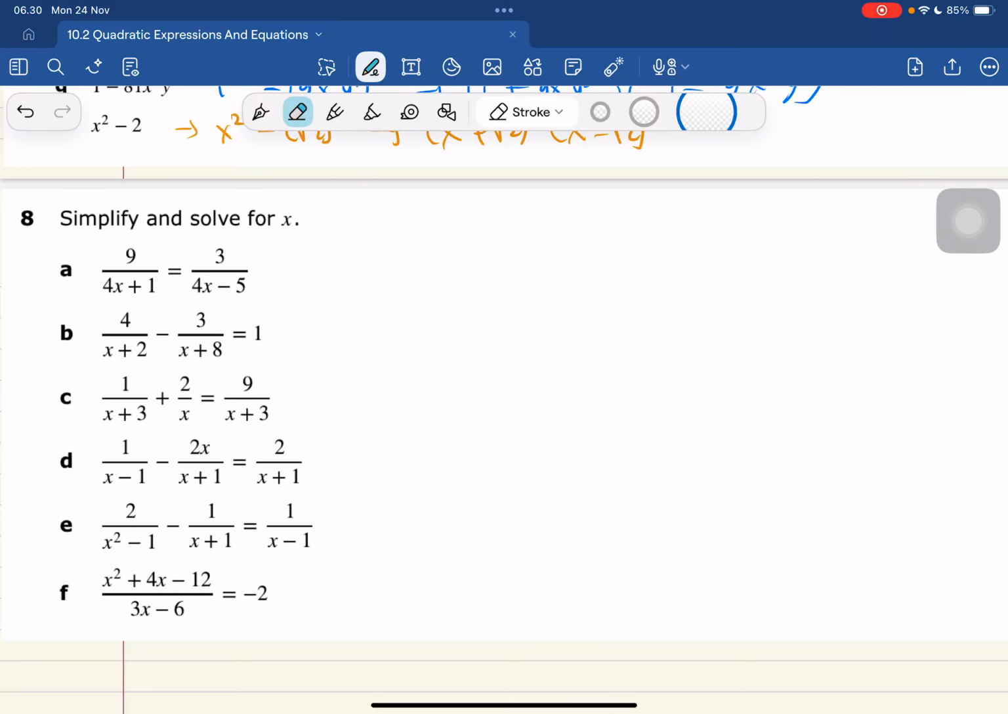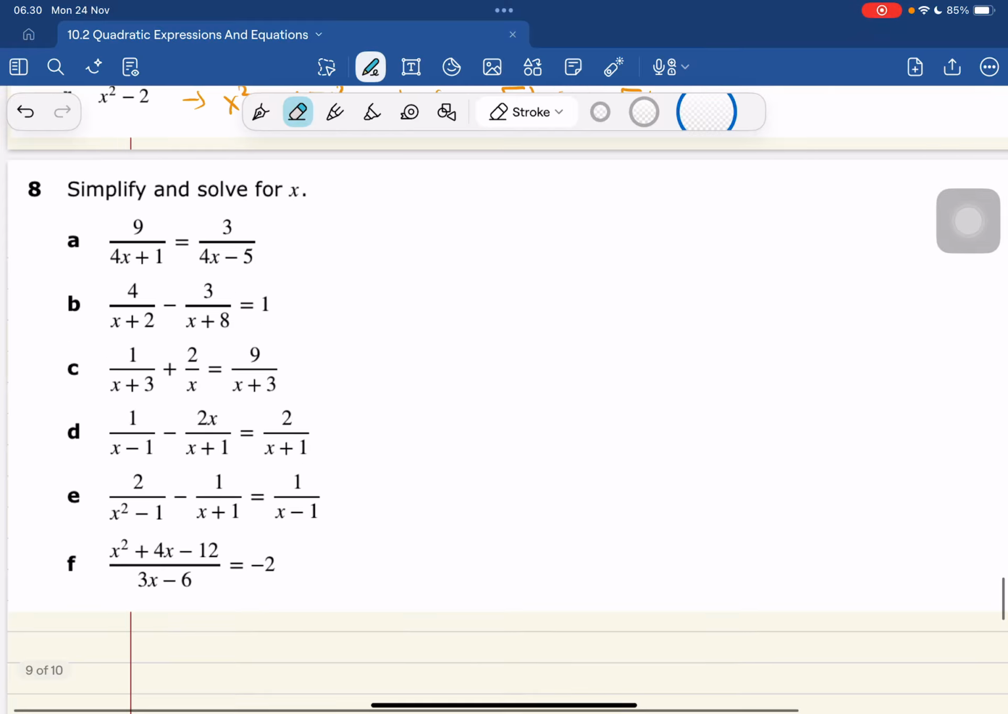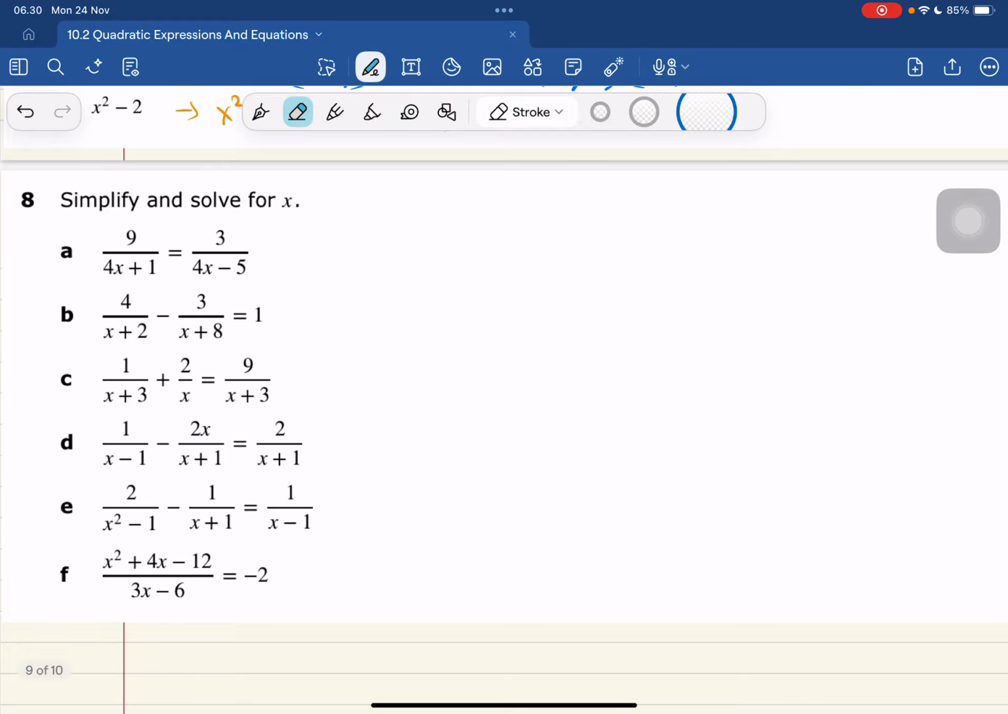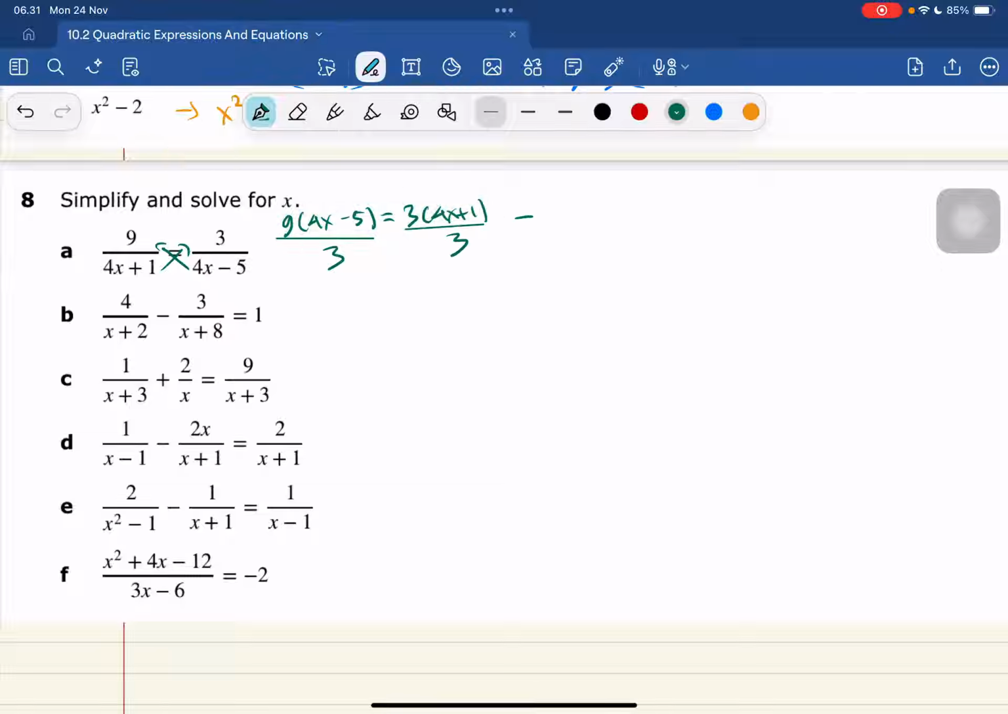Hi, in this video I'm going to continue solving practice questions on quadratic expressions and equations. Let's proceed to number 1. Here we can multiply across each other. So 9 times (4x minus 5) is equal to 3 times (4x plus 1). Before we multiply, we can simply divide both sides by 3. This will be 3 multiplied by (4x minus 5) equal to 4x plus 1.